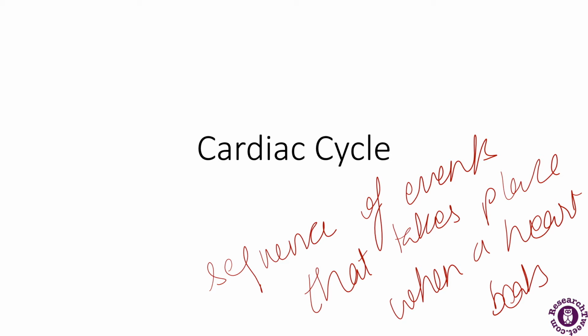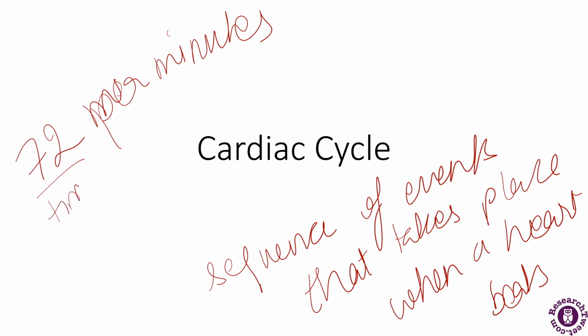If I talk about a healthy human heart, it beats about 72 times per minute. So it is about the healthy human heart, which states that there are 72 cardiac cycles per minute. Now, the cardiac cycle involves a complete contraction and relaxation of both the atria and the ventricles, and the cycle lasts for approximately 0.8 seconds.